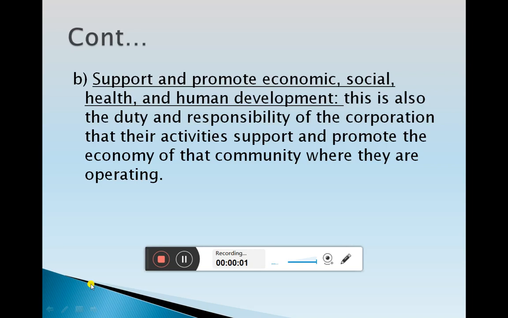Okay, students. Now we had support and promote economic, social, health, and human development. What does it mean? It simply means again the CSR, that corporations, the companies, must promote their economy, they must promote their society, and they must promote human development.